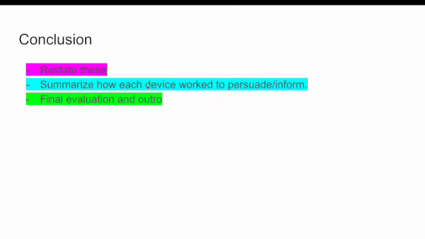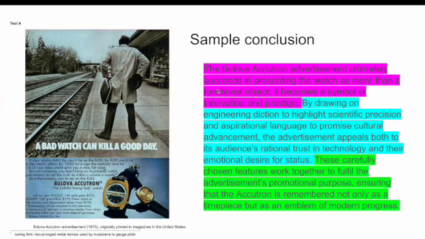So summarize how each device worked to persuade or inform. So now we're looking at the addiction example here, and since that was the only device I used in this sort of video, I'm just writing about that one. But in your essay, you should ideally have three, so you'd just say engineering diction, comma, and then two more devices like imagery and symbolism, things like that. And then we look at how these devices highlight it very briefly. So it doesn't go super deep, it just says highlights scientific precision and language to promise cultural advancement.